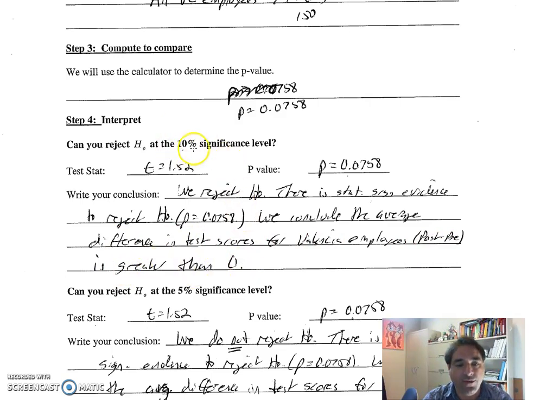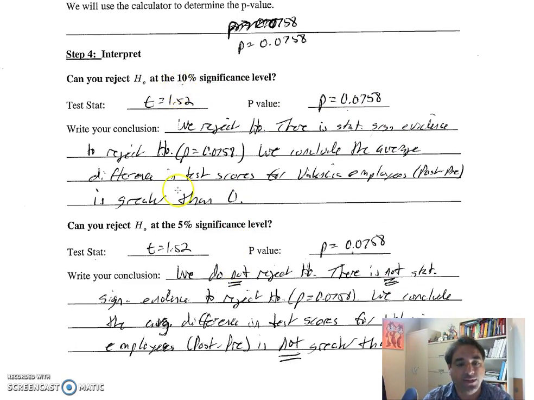So again, if alpha was 10, our p-value is smaller. This is 7%. This is 0.10. If it's smaller, we reject H0. There is enough evidence, and it is greater than 0. But for practice, I gave you two alphas.